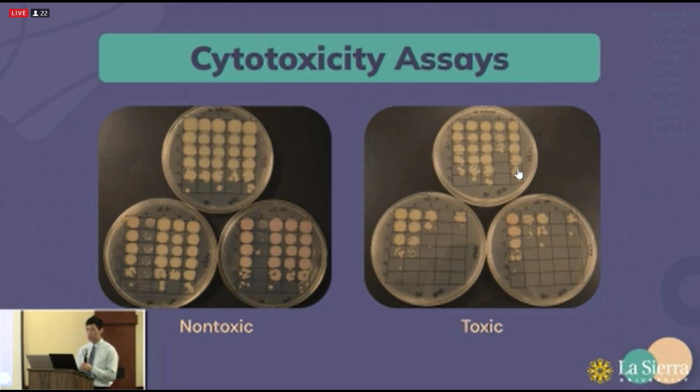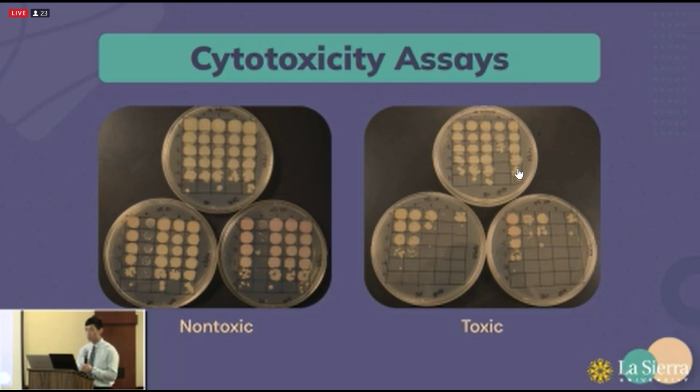So these are two examples of some cytotoxicity assays that we did. On this side, you can see an example of a non-toxic gene. If you focus on the three columns to the right, you can see that even as we expressed the phage gene, there was very little effect on bacterial growth. Therefore, we can label it as non-toxic.